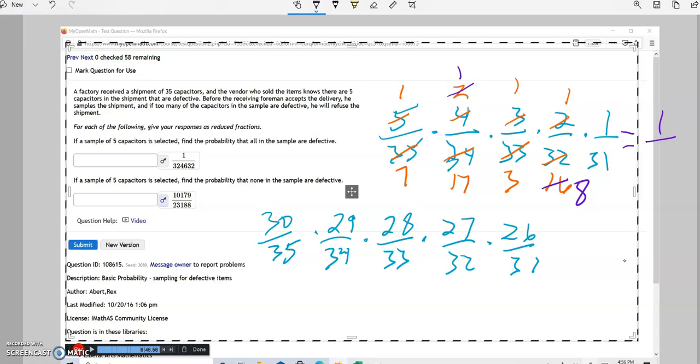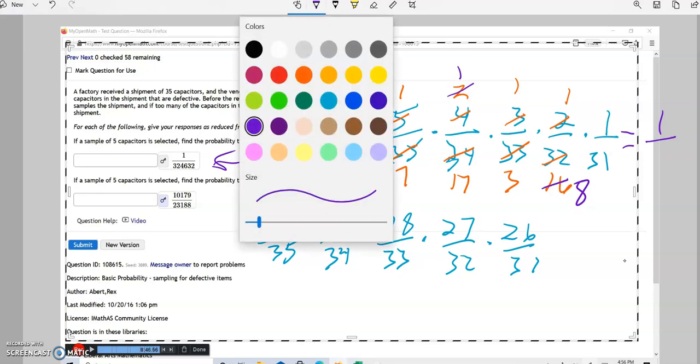And then I multiply 7 times 17 times 3 times 8 times 31. And I get this answer here. So if I multiply all those together, I get 324,632, which is the denominator. Okay? All right, let's try it again for this one.